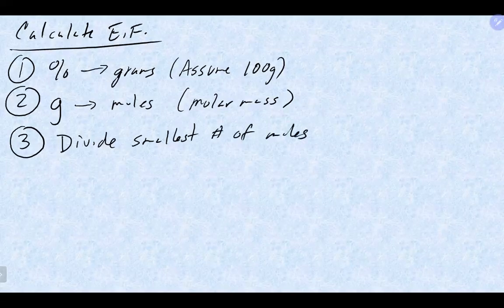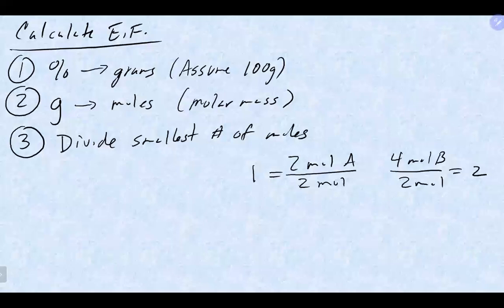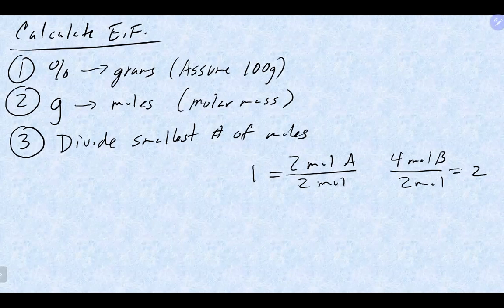So let's say, for example, you did step number 2 and you yielded 2 moles of A and 4 moles of B. What you would do in step number 3 is simply divide everybody by the smallest number of moles, which is 2 in this case. This would give 1 for A and 2 for B. If you get whole numbers on both of them, that's your empirical formula. So our empirical formula here would be AB2 in this example.